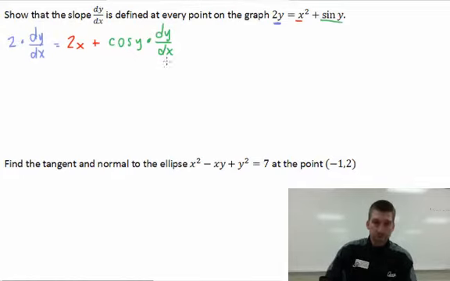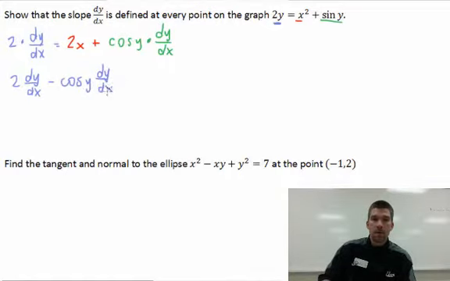Okay, so this is our situation. And notice that I've got dy dx on two different sides of my problem. So I'm going to go ahead and move the green one over to the left, and change it to the blue color here. So 2 dy dx minus cosine y dy dx equals 2x. So here's my setup.